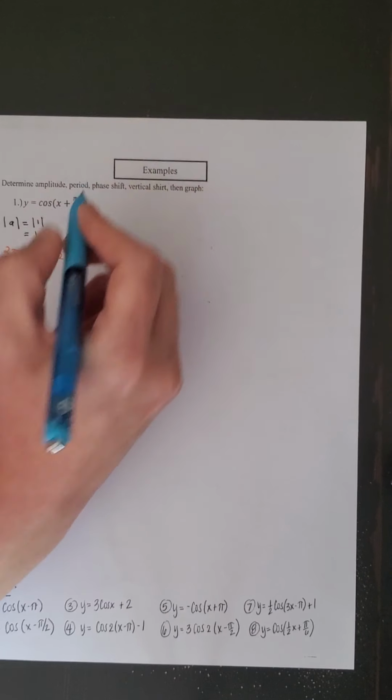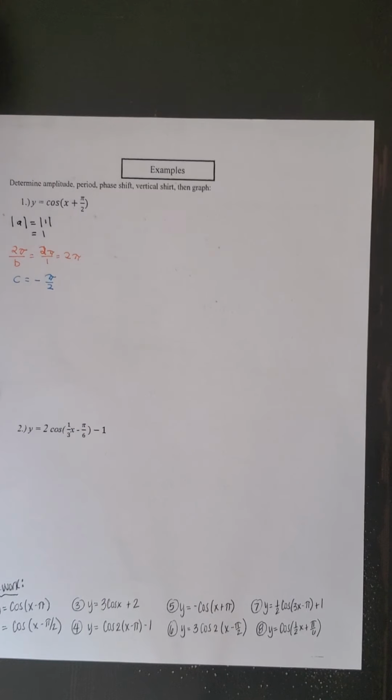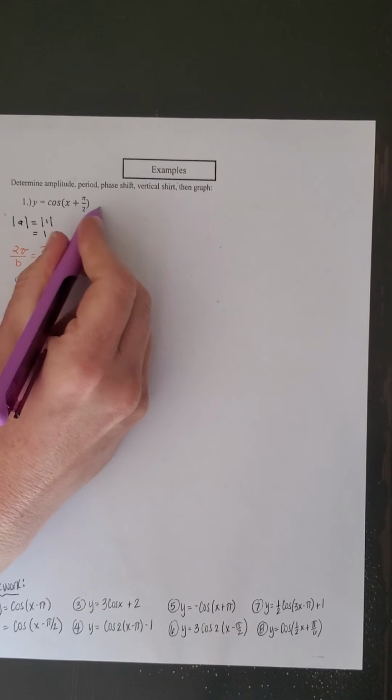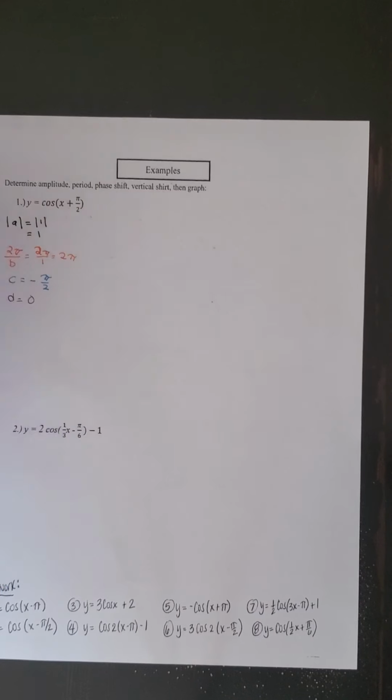Be careful. Remember this, right? This should be a negative. It became a positive. And then our final item would be our Y value right here, or D, or shift up or down, which is 0.